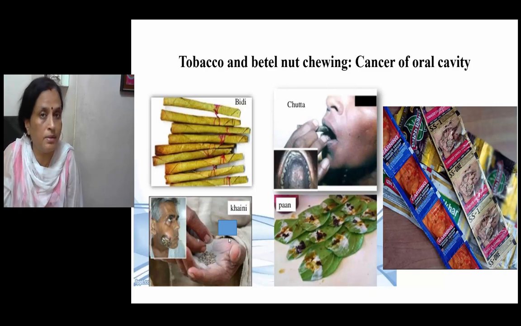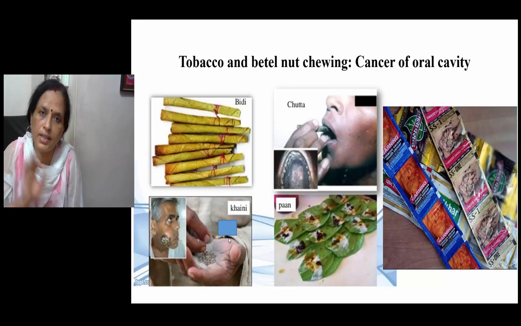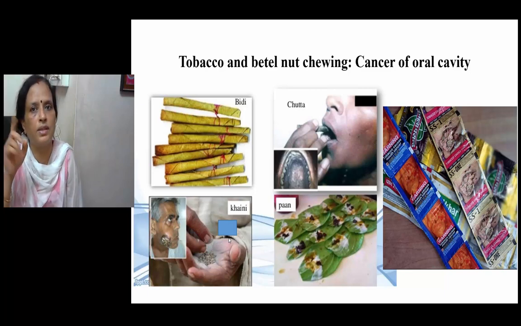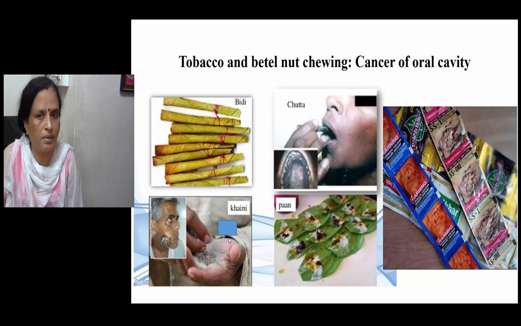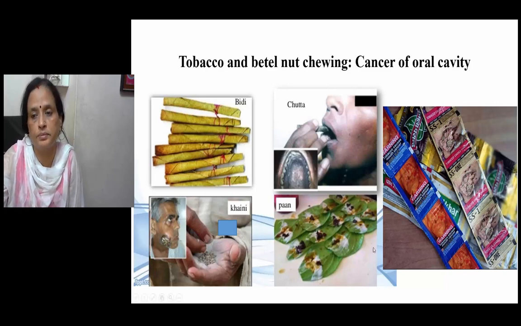So what malignancy develops? What's the most common? Very simple to answer if you know histology. What is the lining epithelium there? It is stratified squamous epithelium, non-keratinizing. All mucosas are lined by stratified squamous non-keratinizing epithelium. So it is squamous cell carcinoma.